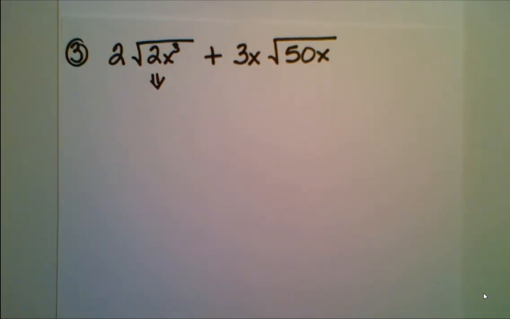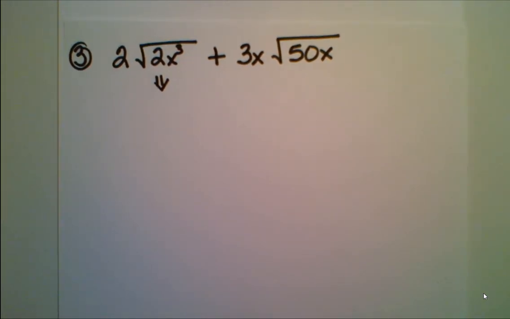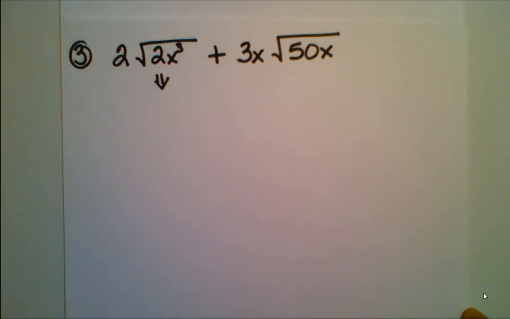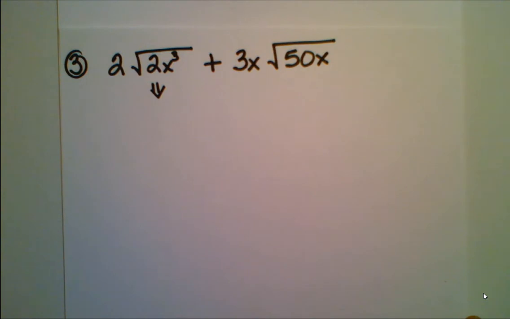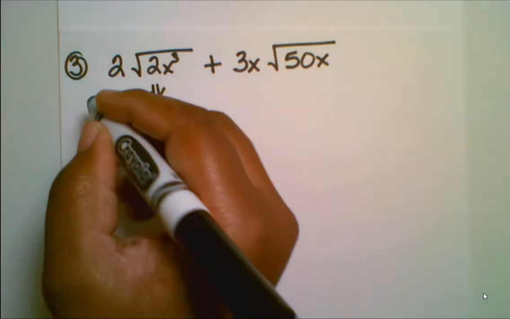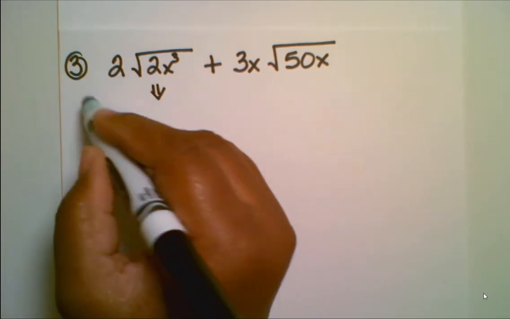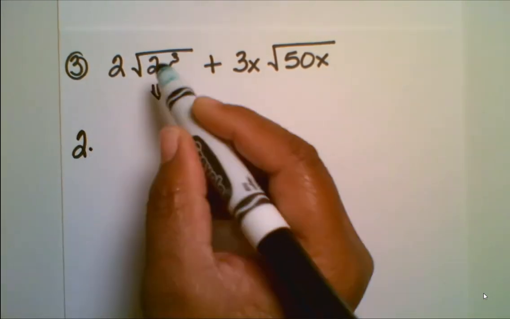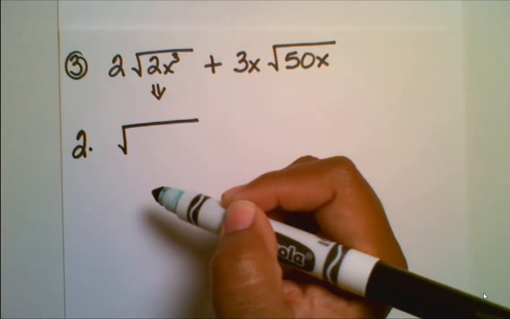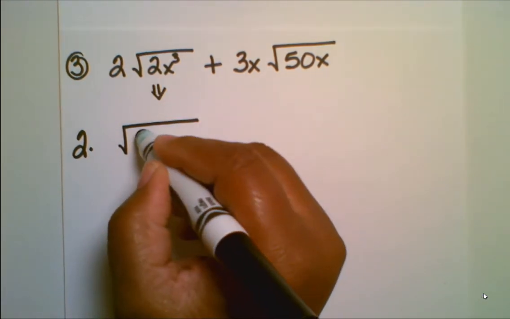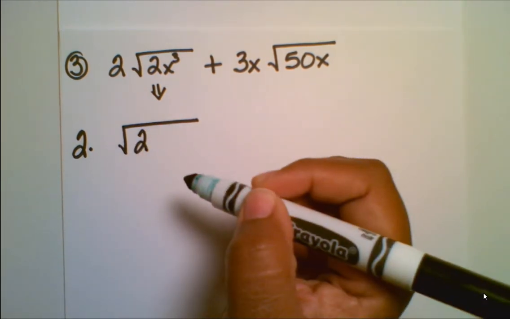Because of time and everything, I'm not going to show the prime factorization tree for every question, but I'm still going to show you using the prime factorization method. So for this number, we have 2 times x cubed. The prime factors for 2 would be 1 and 2. 2 is not a perfect square, so 2 would stay under the radical sign.